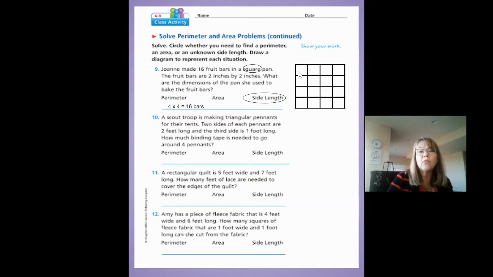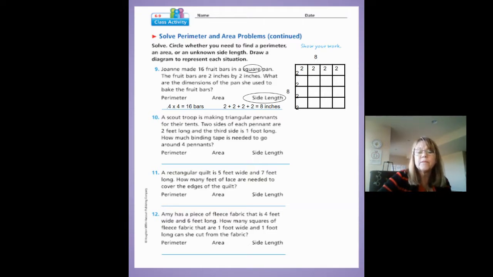But they want to know what the length of this side is and the length of that side is. So to do that, we need to look at if each of these bars' sides are 2 inches. This side all along here, that's 2 inches, 2 inches, 2 inches, 2 inches. Same down here. We find out that adding those 2s up along one side equals 8 inches. So the side length is 8 inches for both sides.